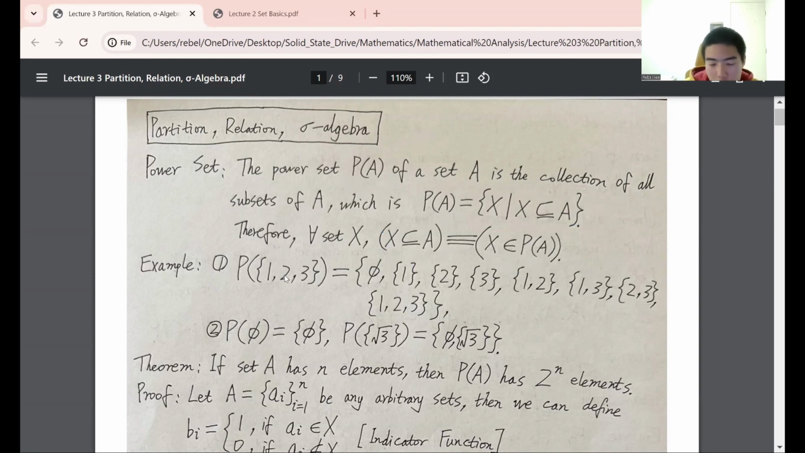Yeah, it is because it's a subset, although it's not a proper subset. And the empty set is a subset of every set, including the empty set, so it has one element here. But for this one, it may be very interesting.